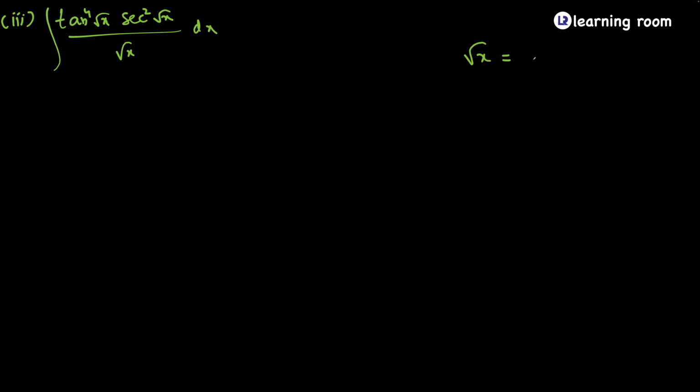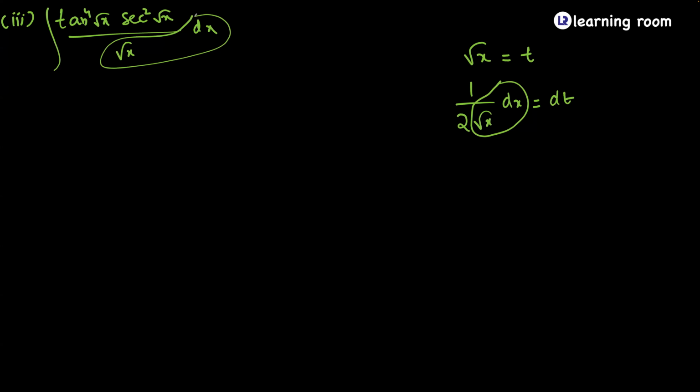Suppose I substitute root x equal to t. What is the derivative of this? 1 by 2 root x dx will be equal to dt. Now look at this problem. This dx divided by root x is there, and this is what I want eliminated. So it makes more sense for us to substitute root x equal to t.